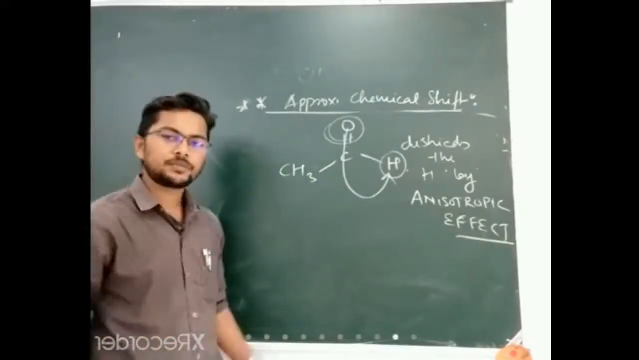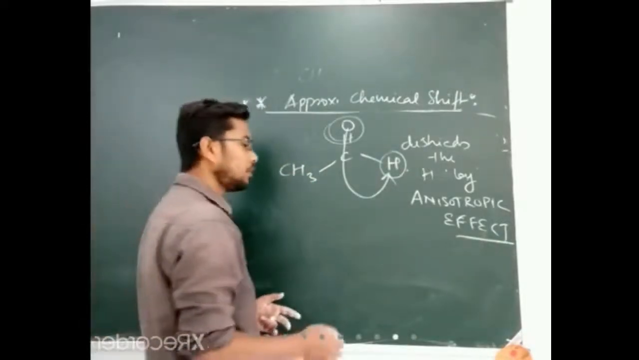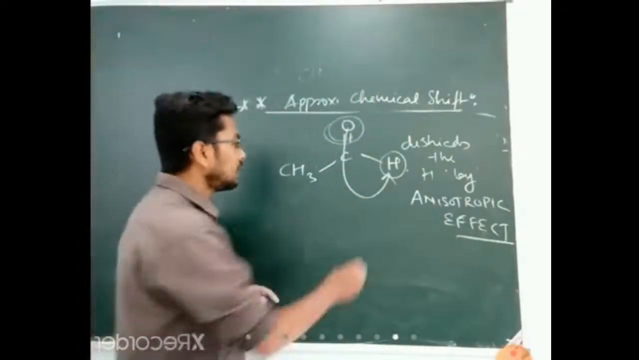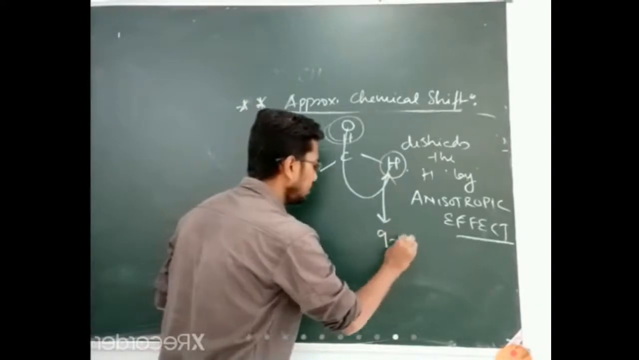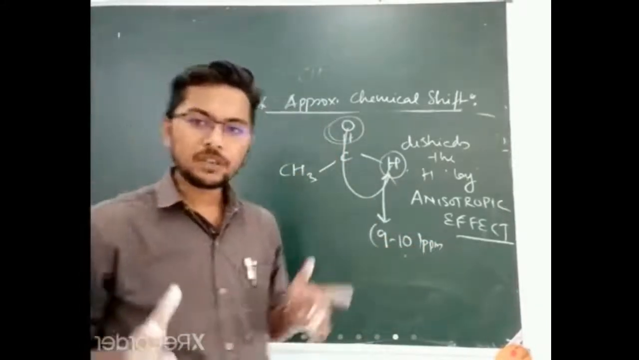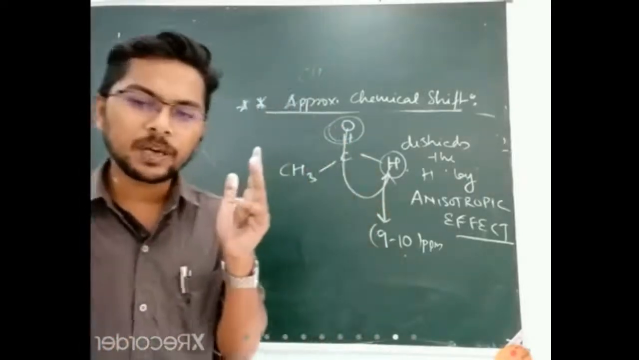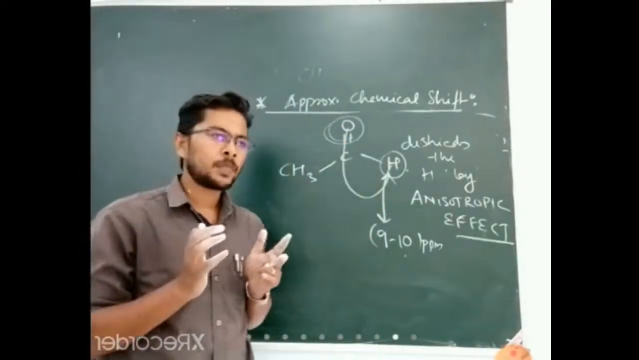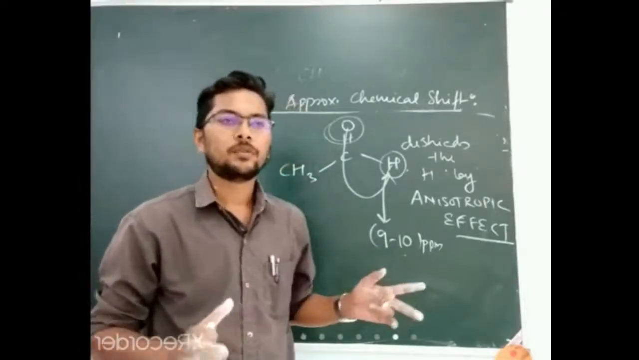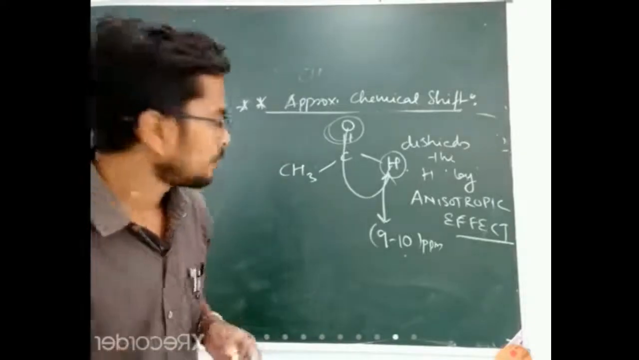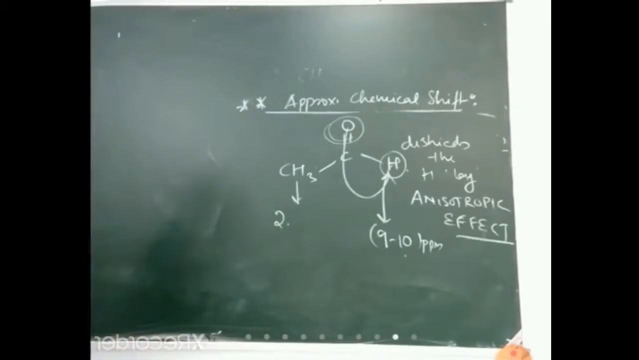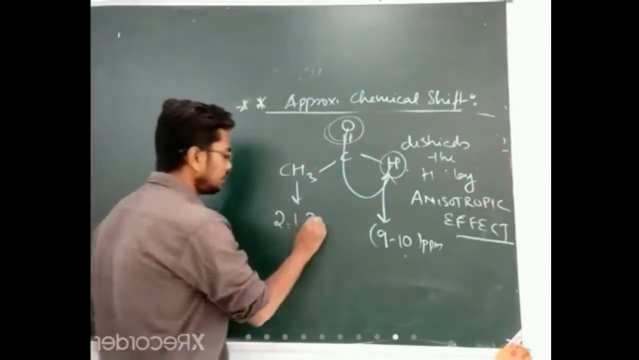And these hydrogens, please remember, I don't know how, just write it down somewhere in your head or hand or whatever. It comes in 9 to 10 ppm, in that range. So if you are taking an NMR of your aldehyde group, then you should always search in this 9 to 10 region for your aldehydic peak. And this CH, they will come in the region 2.1 to 2.4.